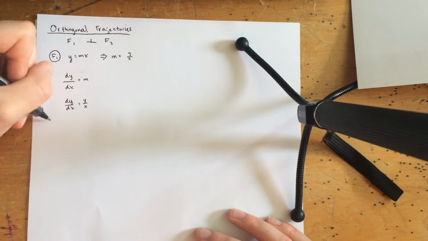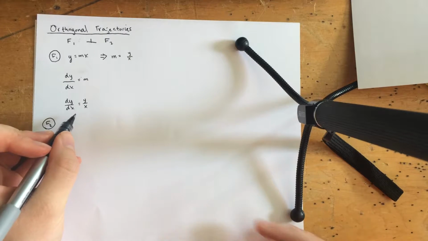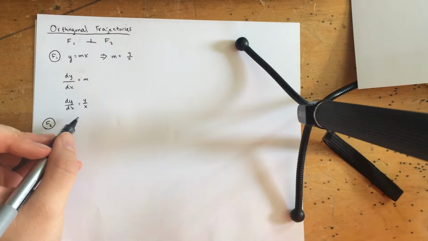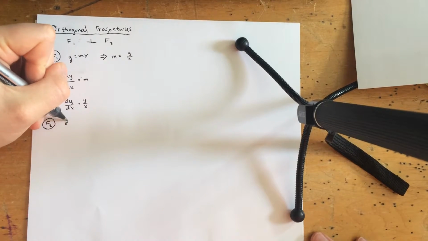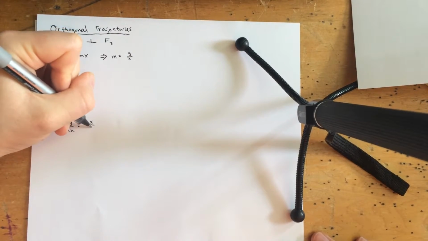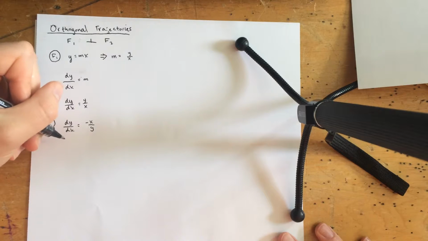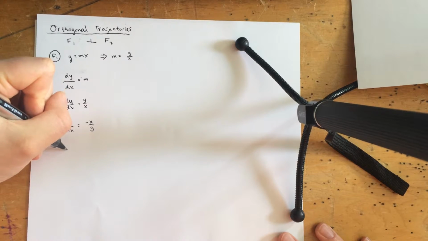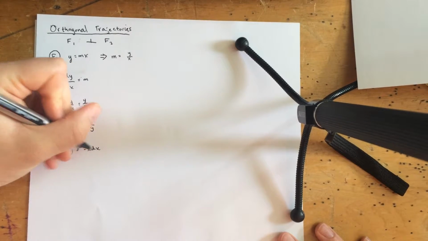Now for the second family, we need to find one that would be orthogonal. Since this is the slope, we know that the slope is a negative reciprocal if they're perpendicular. So the differential equation for this would be dy dx equals negative x over y. Okay, now to find the solution, we're going to need to integrate, and we're going to do this by using separation of variables. So y dy equals negative x dx.